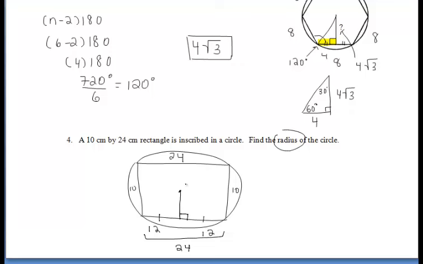So we know that that side of 24 is going to be broken up into 12 and 12, and since we want to find the radius, we can construct our hypotenuse. Since one side of the rectangle has a length of 10, one leg of the triangle has a length of 5, since it's half of it, and then we're working with a 5, 12, 13 triangle. So that means that the hypotenuse is 13, which is the radius of our circle.